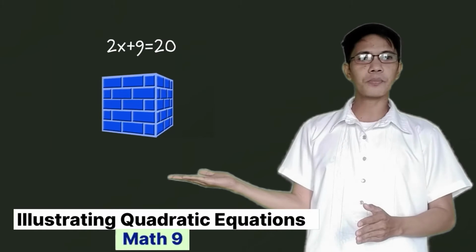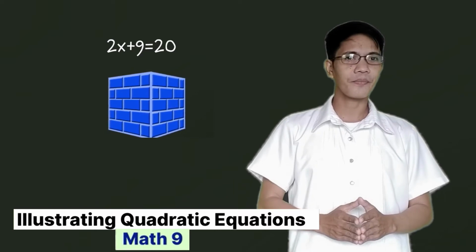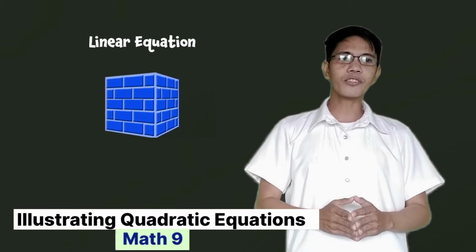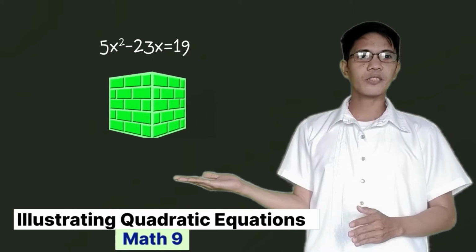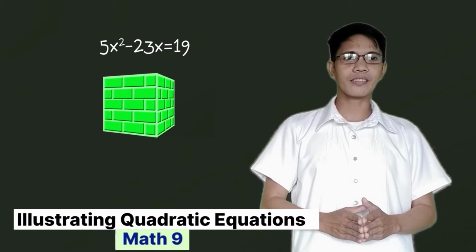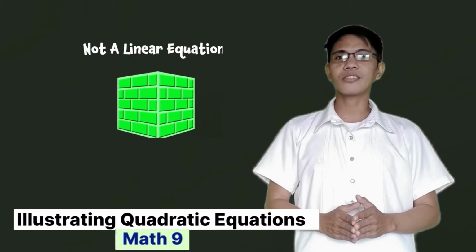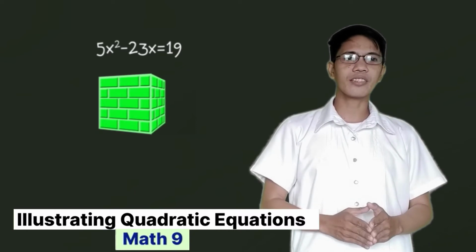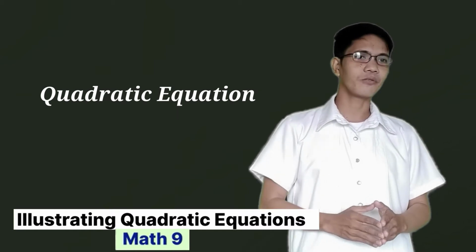The second brick displays the equation 2x plus 9 equals 20. Is it linear? Well, it is also linear. Now, the last brick displays the equation 5x squared minus 23x equals 19. Clearly, that isn't a linear equation. Do you know why? Because the highest exponent of the equation is 2, and that is called a quadratic equation.